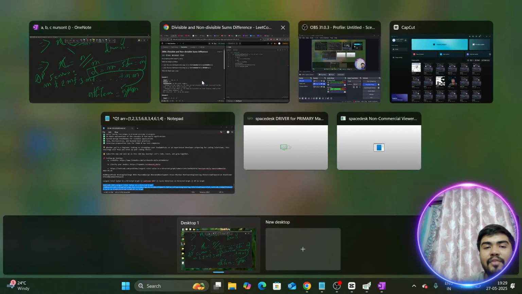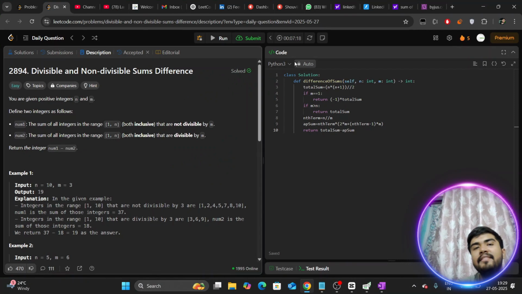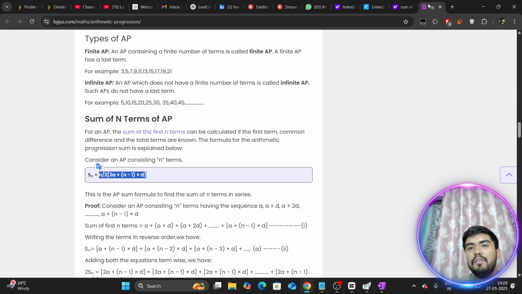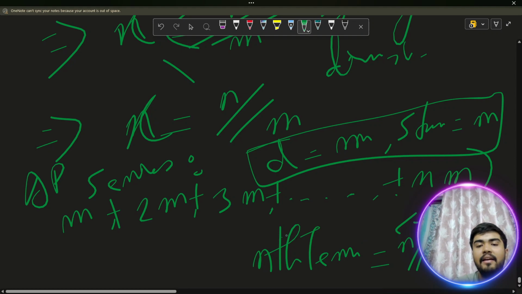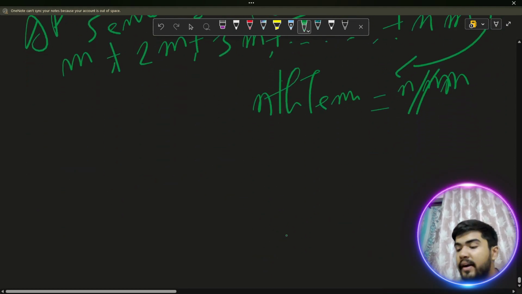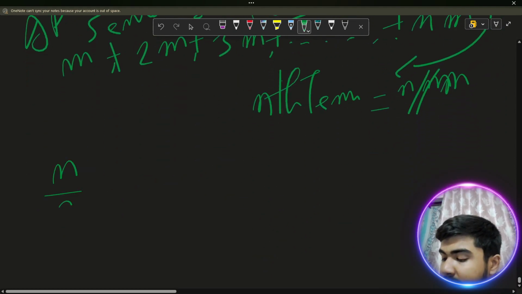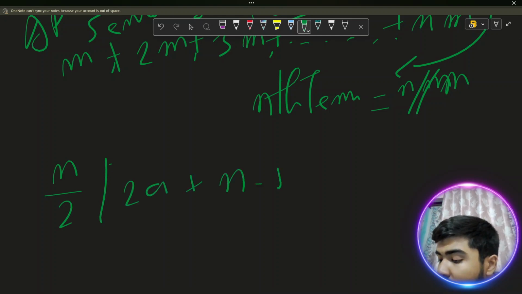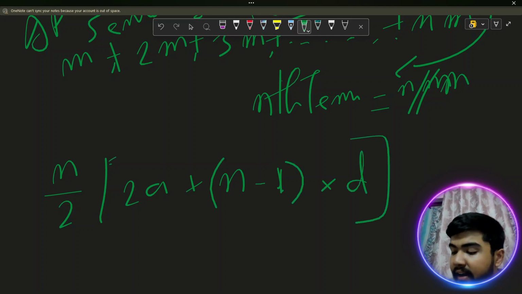So now, if you can Google it, or you have done some mathematics in class 11 standard, then you should be aware of this. The formula for the sum of the n terms of an AP series is n by 2 into 2a plus (n minus 1) into d. So if I write it, what is it? Tell me, guys. n by 2 into 2a plus (n minus 1) into d. Yes, I can write it for sure.